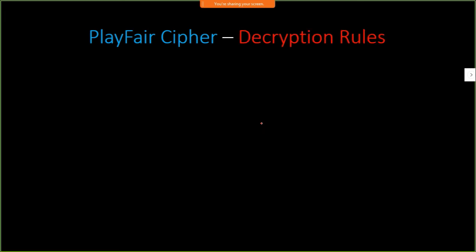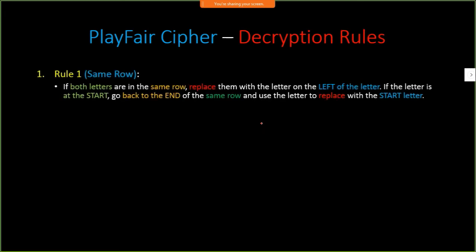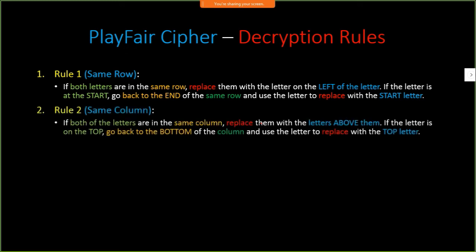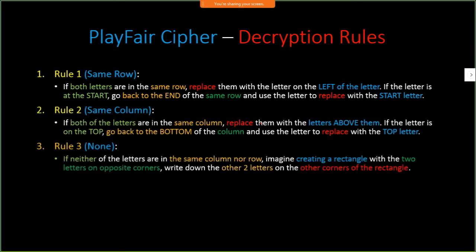Okay. After that, the decryption rules. So take a snapshot of these rules. This is rule number 1. If both letters are in the same row, replace them with the letter on the left of the letter.